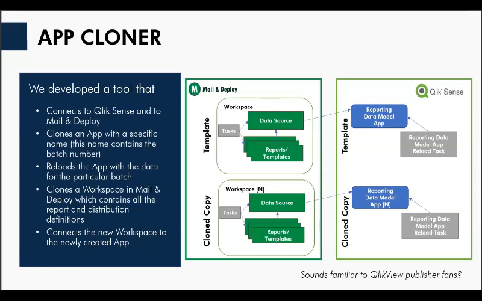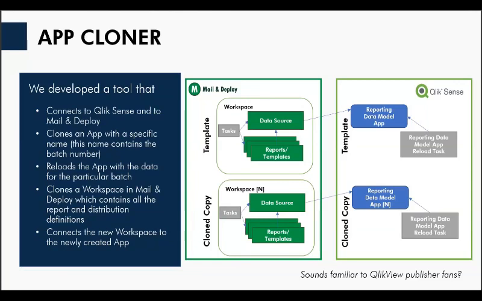Right. So I'll start from the beginning of the application cloner. We have our data model application as a template, and this utility that we can call from either mail-in deploy or from Qlik Sense. That utility will clone the model, add a number to the name, and then based on this number, our load script will know what batch to load, what clients should be loaded into that copy of the data model. And then it will also replicate the reload task, and the model will get reloaded in the stream. It's going to be published in the stream.